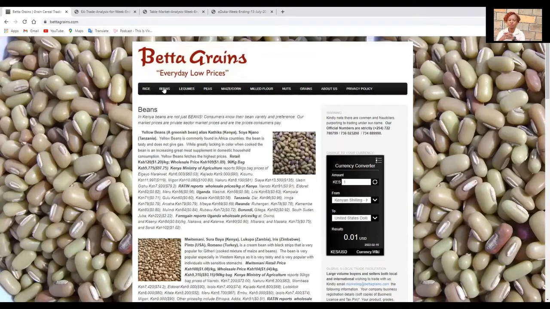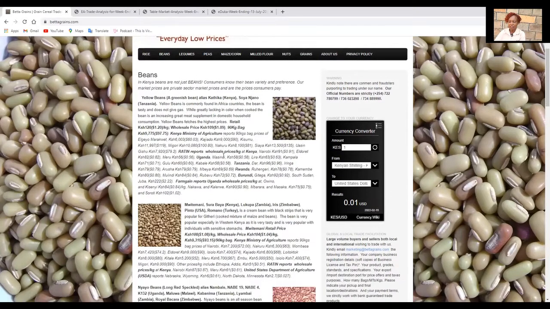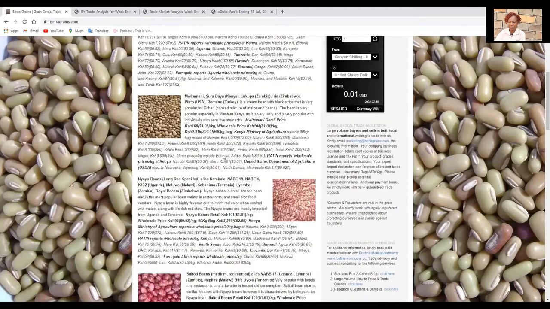So initially, when you log into www.bettagrains.com, you will land on our first page, which is the beans section. This is usually our first page. So in the beans section, you will see that we have listed the different types of beans that we have.